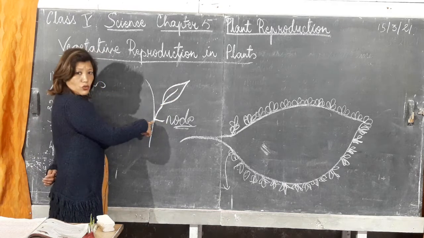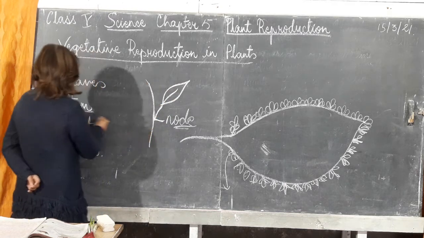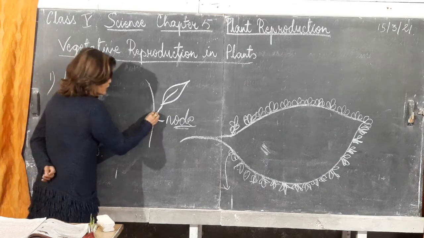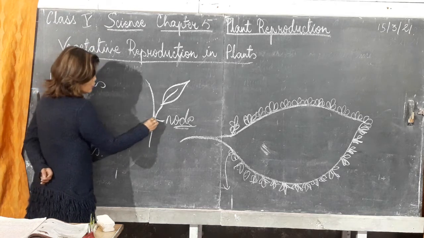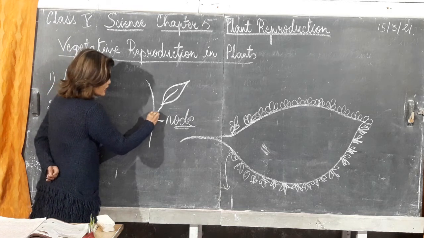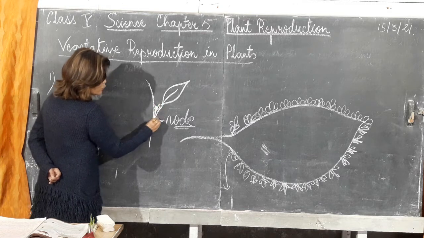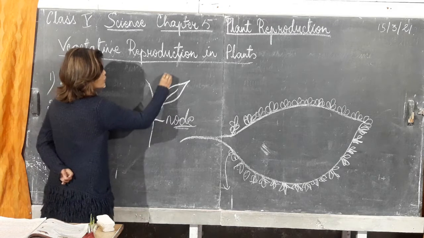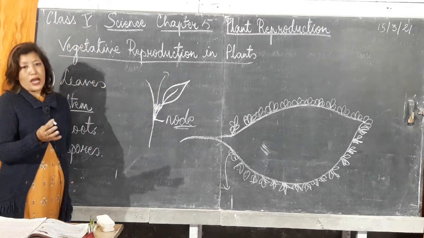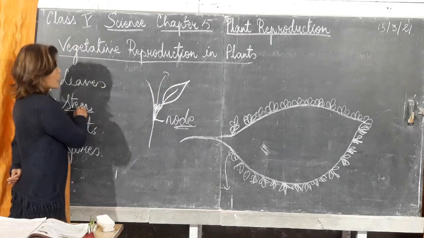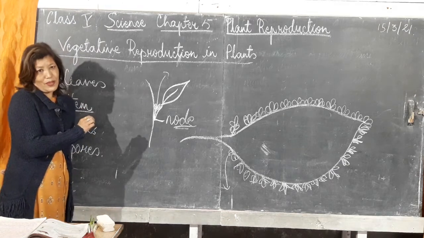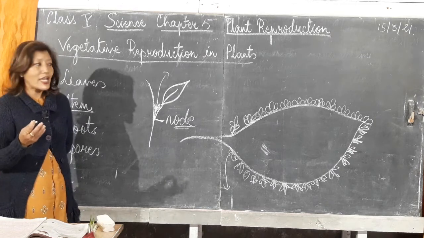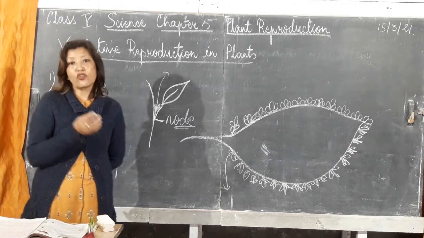This is called node. So, in the case of plants that grow from the stem, a small bud will be formed in the node. In this node, the small new buds are formed, and later on they will grow into a new plant. So, that is how the new plant will grow from the stem. And the most common examples of plants growing from the stem are potato and onion.